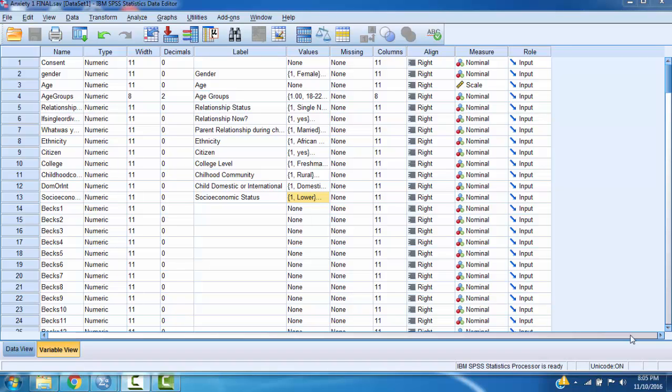Hi, this is Dr. Farmer, and this video is about performing two analyses that examine the relationship between two variables. The first analysis that we're going to perform is the crosstabs analysis, which allows you to perform a chi-square.